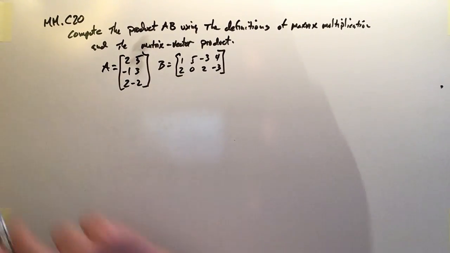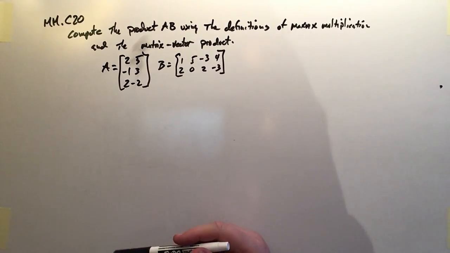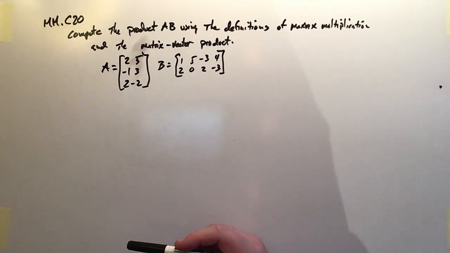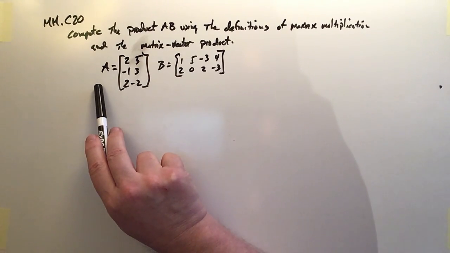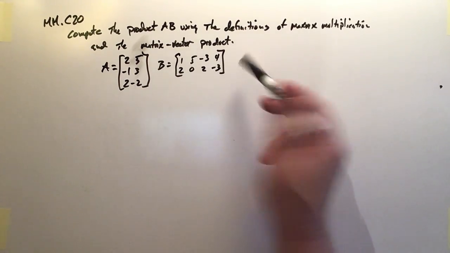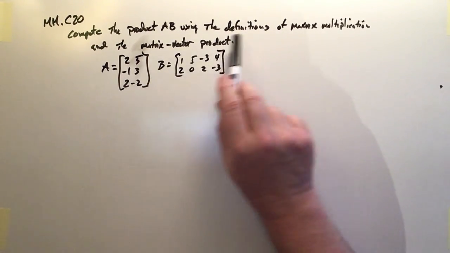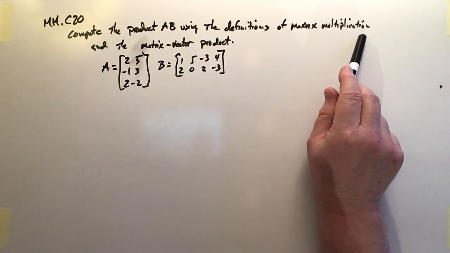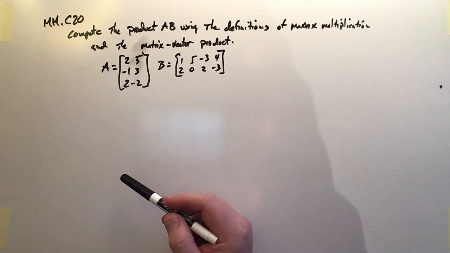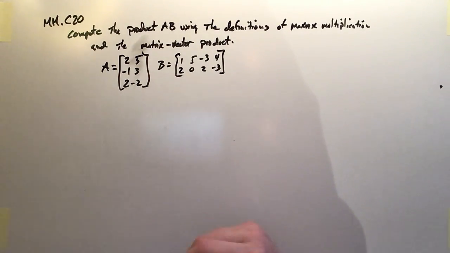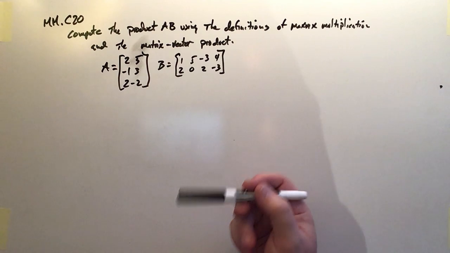Okay, this is matrix multiplication, sample C20, and what we're going to do is produce a couple of matrix products. We're going to multiply matrix A by matrix B, and we're going to do it two different ways. We're going to use the definition of matrix multiplication first, and then we're going to use the matrix vector product.